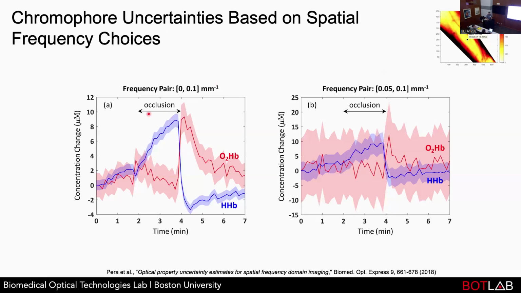But this is an example a postdoc of mine came up with a few years ago, where you use SFDI and image the hand during the cuff occlusion. You get this beautiful result if you use 0 and 0.1. But if you use 0.05 and 0.1, two spatial frequencies that are too close to each other, the uncertainty in the optical properties of the chromophore extractions balloons up, and it's more difficult to detect that change in physiology in that state.